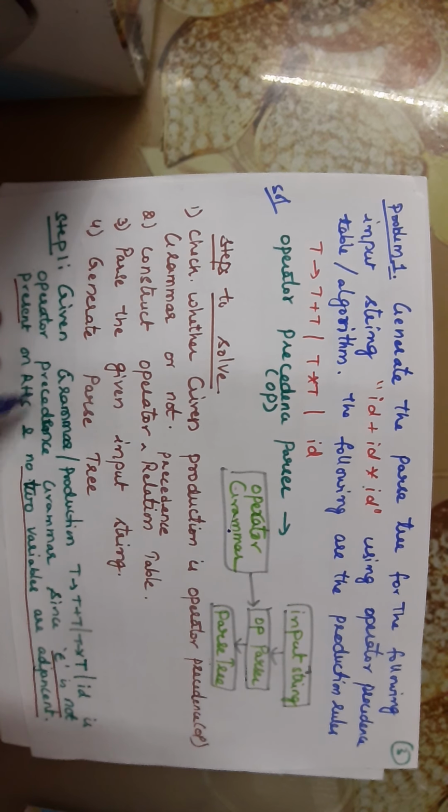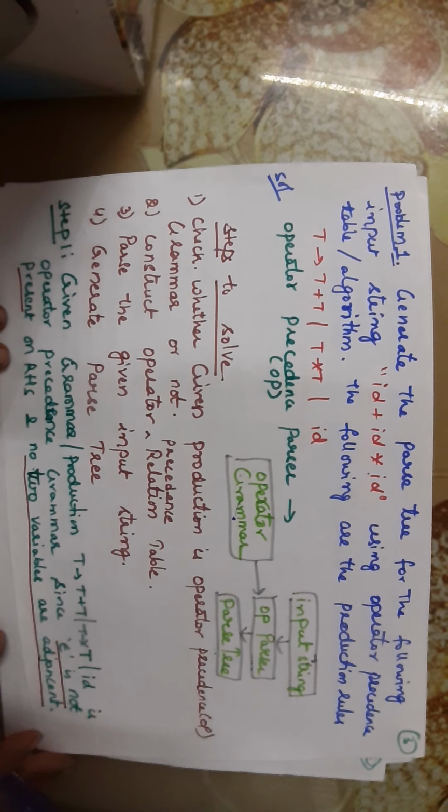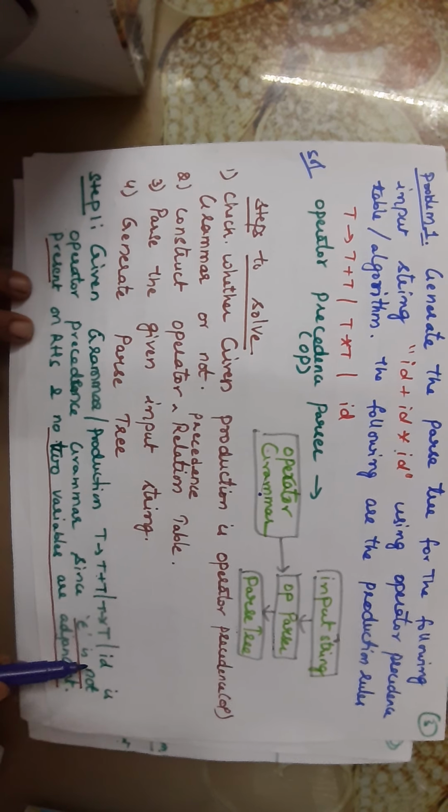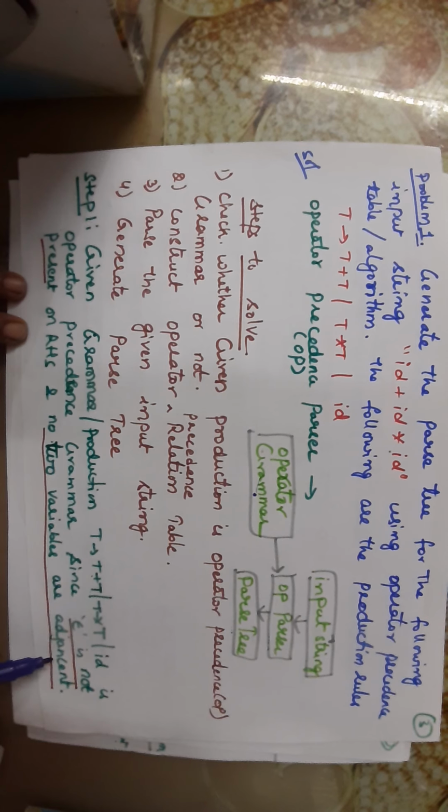Starting with the first step, we have to check whether the given production is operator precedence grammar or not. If we check the first rule, we have to always check only the right side of the production. There is no epsilon, so this is satisfying the first rule of operator precedence. Similarly, if you check the second rule, no two non-terminals: we have T plus T, T star T and ID. There are no two variables adjacent to each other.